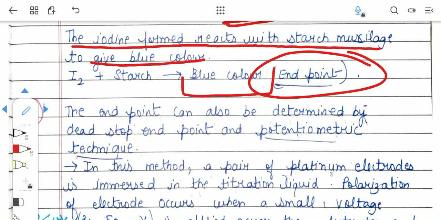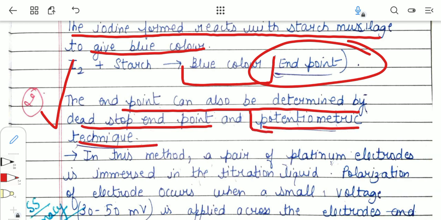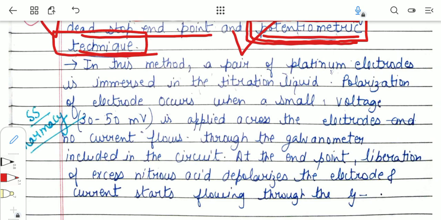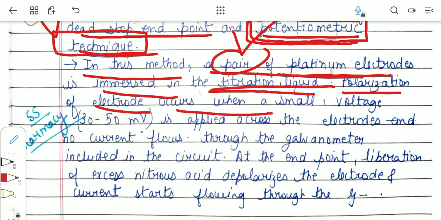Now let us see the second method. The endpoint can also be determined by the dead stop endpoint and potentiometric technique. Potentiometry is another topic in the syllabus of pharmaceutical analysis, which we will see in another video, so we will not go into much detail about it in this video. It is just basic. In this method, a pair of platinum electrodes is immersed in the titration liquid, and the polarization of the electrodes occurs when a small voltage is applied across the electrodes and no current flows.